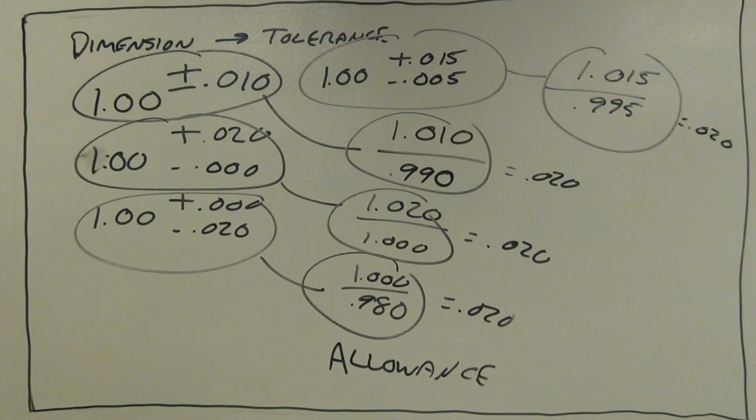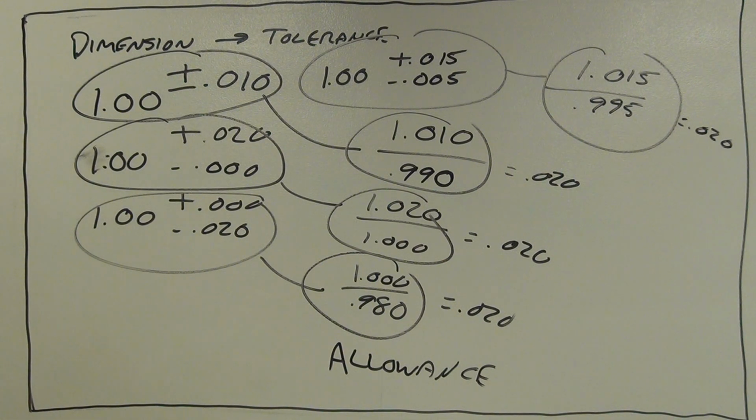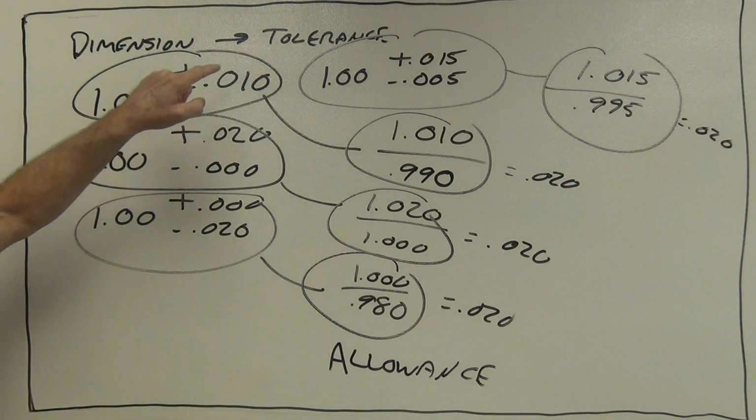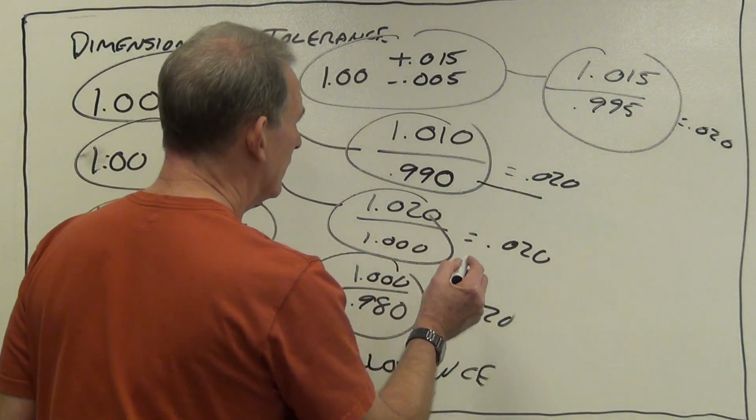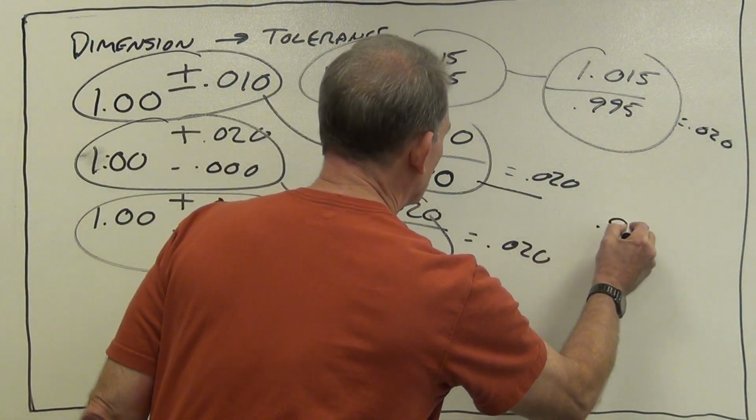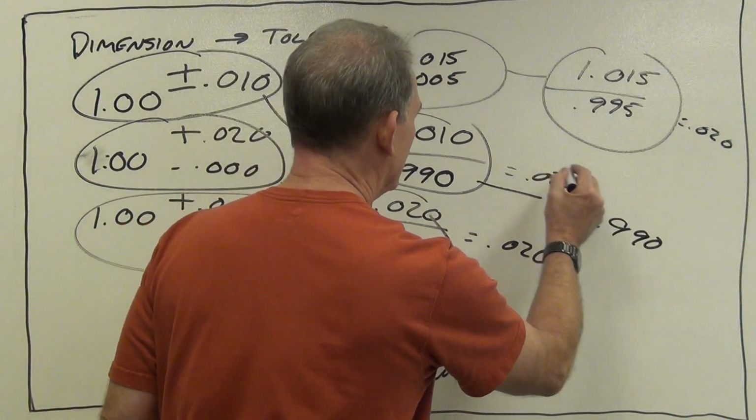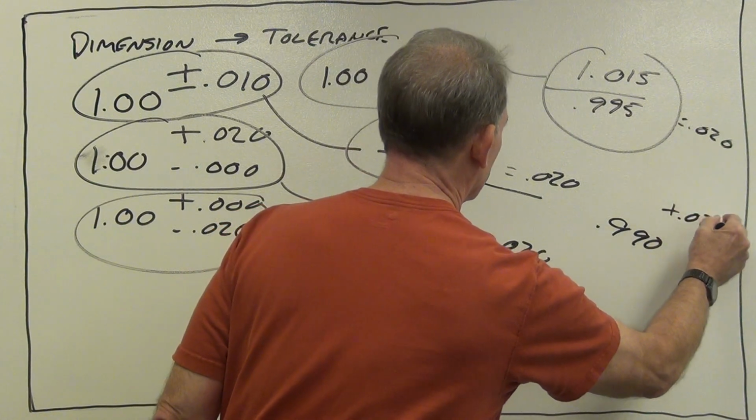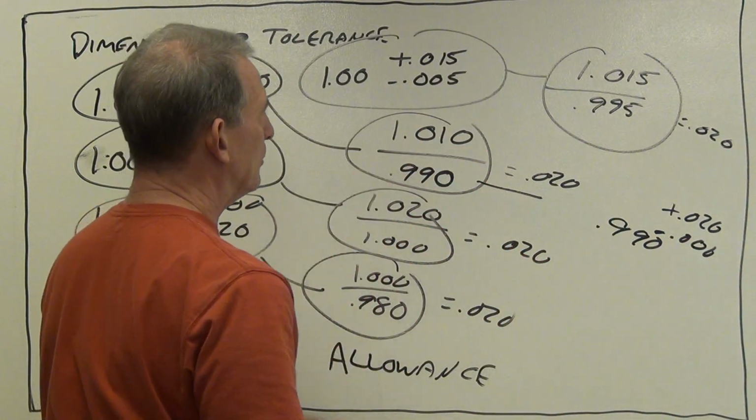Let's convert this bilateral into a limit form, or into a unilateral form. If we do it in this sequence, if we do it from whatever form we start out with into limit form, we can now pretty easily express this as a unilateral, just by picking one of the limits and adding the allowance. Or could have picked the upper limit.